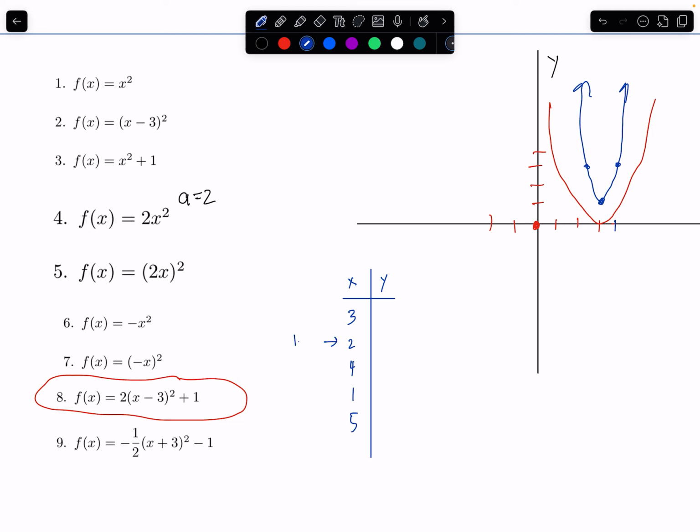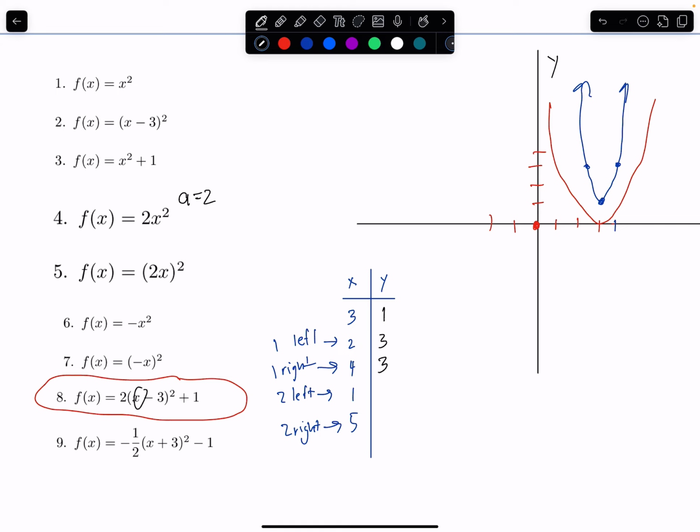So this is 1 left. This guy is 1 right, from the starting position, yeah. This is 2 left. This is 2 right. Okay, so if I plug in 3, what happens? This part is 0. Multiplied by 2 is still 0. Plus 1 is 1. If I plug in 2, this is 2 minus 3. That's negative 1. Squared is going to be positive 1. Multiplied by 2 gives me 2. Plus 1 is 3. If I plug in 4, this is 4 minus 3 is 1. Times 2 is 2. Plus 1 also 3.